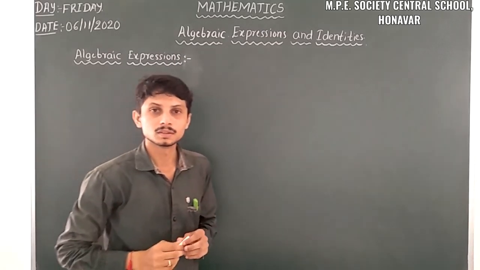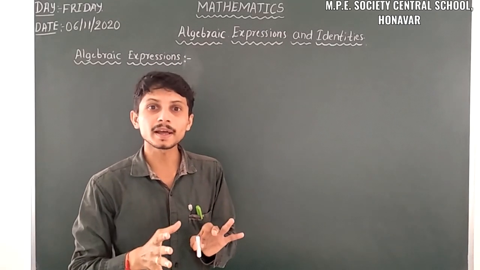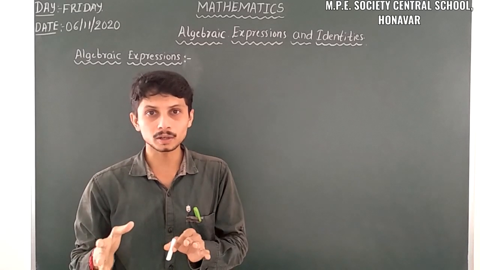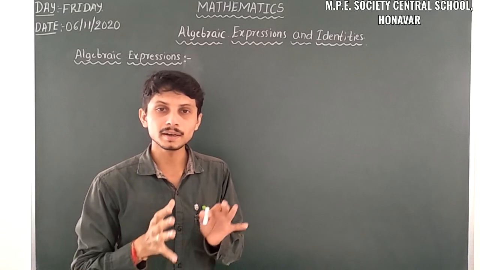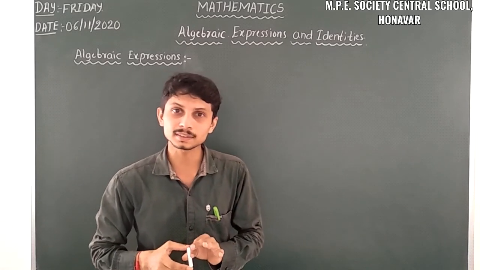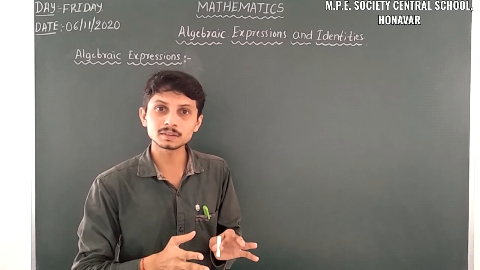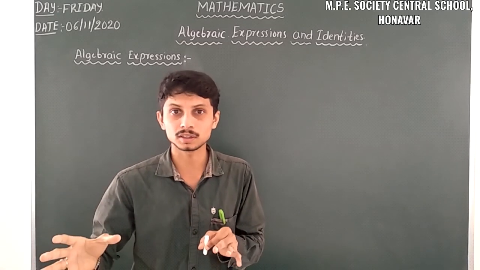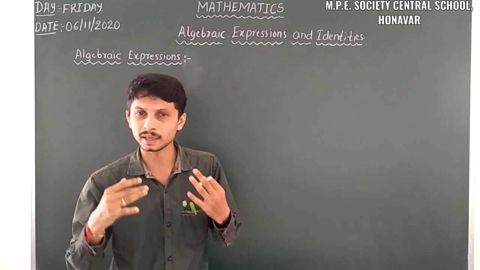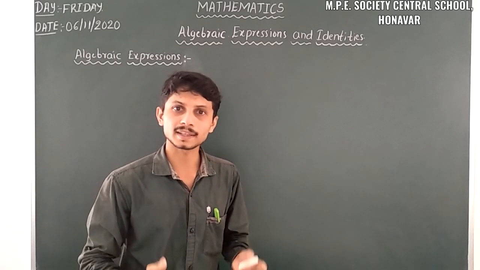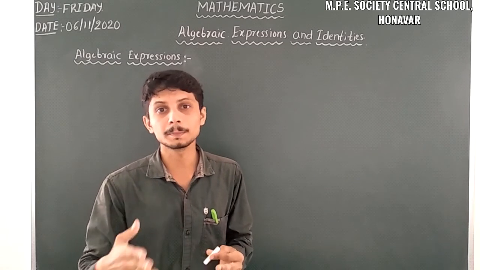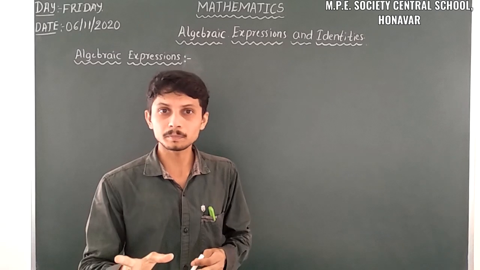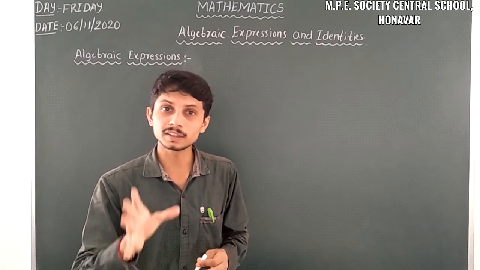Algebraic expression. In algebraic expression, there are two parts. Algebraic means it's one of the parts of mathematics, algebra. And expression we already discussed. In expression we have two things, one is the variable, another one is the constant. Variable, we know, can be any alphabet: x, y, z, p, q, r, a, b, c, whatever we can take. A variable is nothing but a quantity which doesn't have a fixed value.